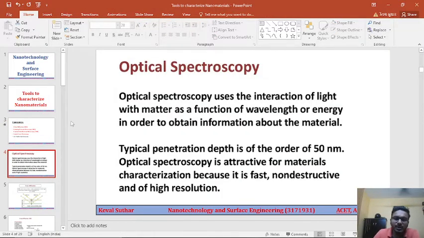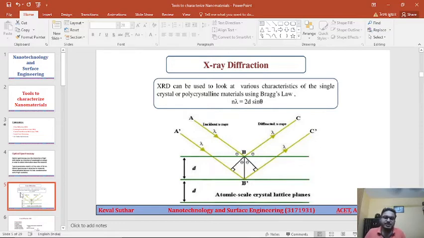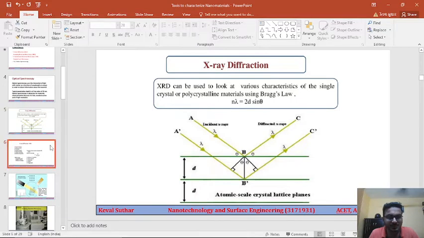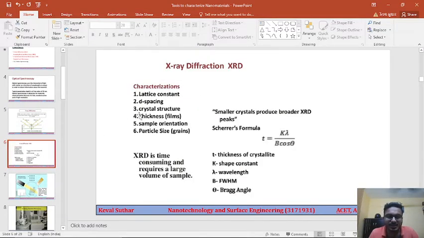First, we discussed optical spectroscopy, which uses the interaction of light with matter as a function of either wavelength or energy to gain information or details about the material. We have already discussed the fundamental principle, which is based on Bragg's law, and it is purely based on the refraction of light through this material or a specimen. Then these are the characteristics.